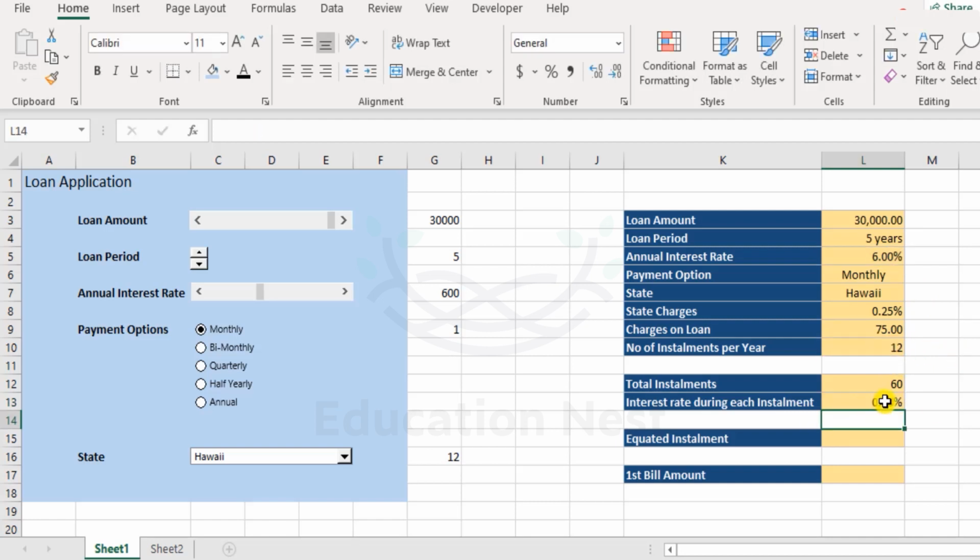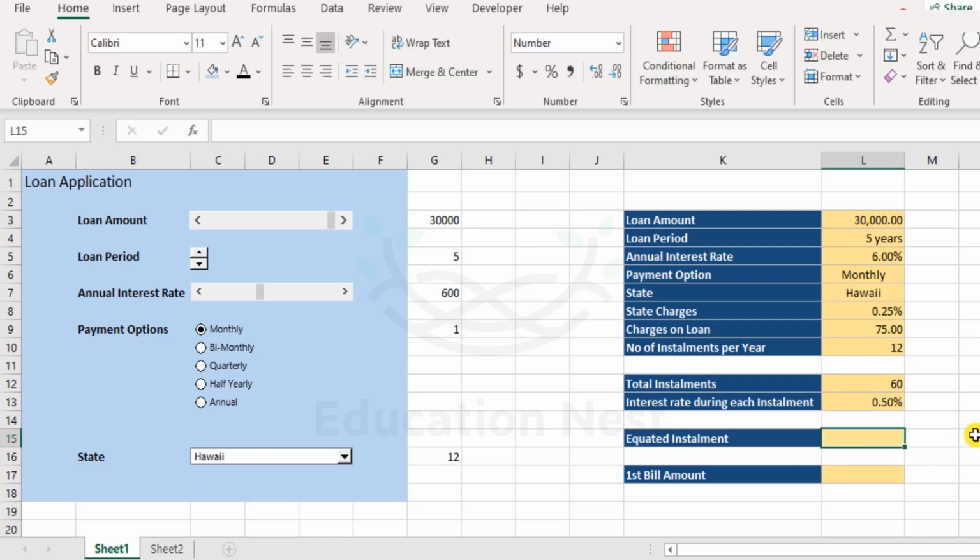That's as good as, since it's a monthly payment, 0.5% per month. So for every amount outstanding, you'll be paying 0.5% every month as interest. So this becomes your effective interest rate for each installment, and total installments you'll be paying 60. Based on this, we can calculate our equated installment.